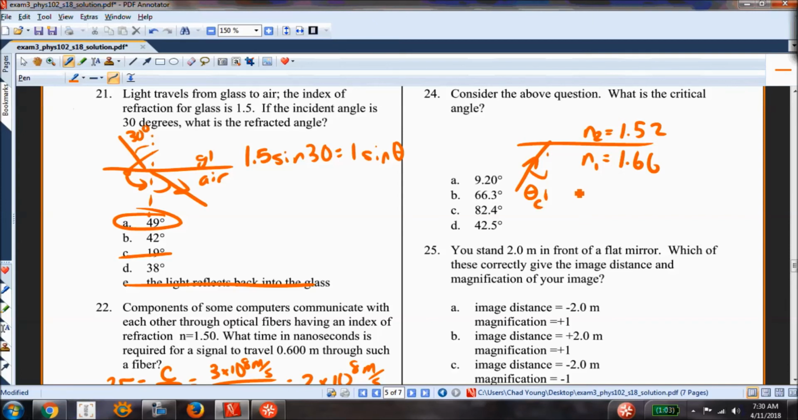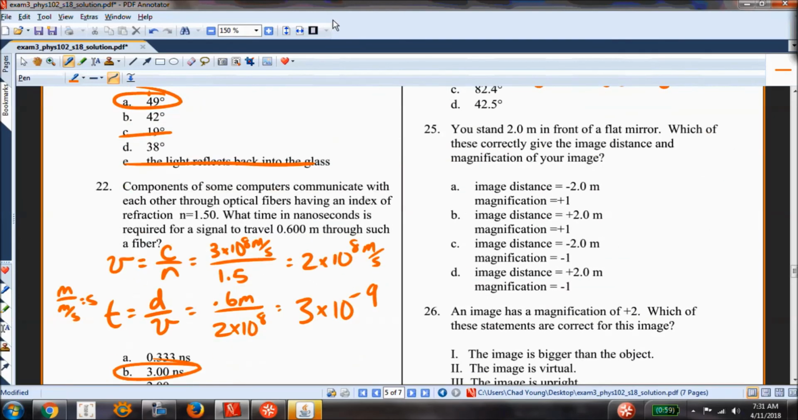So it's going to be n1 sine theta 1, that's 1.66 sine of theta c, equals 1.52 sine of 90. This, of course, becomes 1, and then my critical angle is the inverse sine of 1.52 over 1.66. I get 66.3 degrees, so B is the right answer for 24.